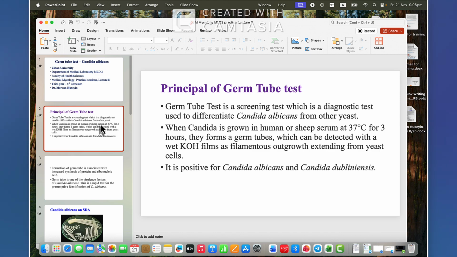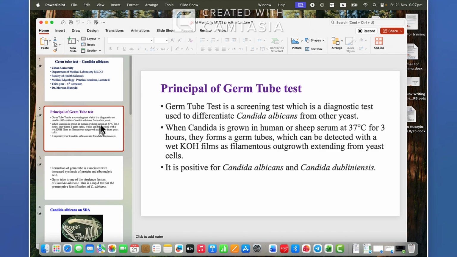It's better to use rabbit or sheep serum. You can isolate serum from the blood after you do centrifugation. So we need serum. Today we're going to use human serum, and it needs time.